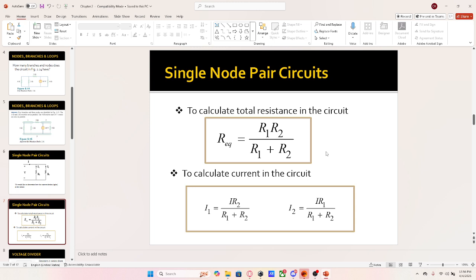We can still use the equation from the previous chapter where 1 over Req equals 1 over R1 plus 1 over R2. We can also use this equation to find the resistance in parallel, where Req equals R1 times R2 divided by R1 plus R2. So that is the equation to find the total resistance in the circuit.